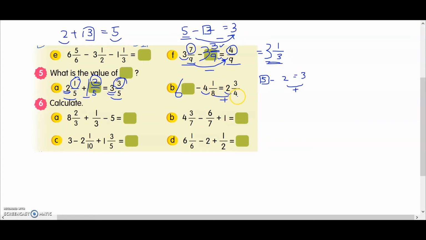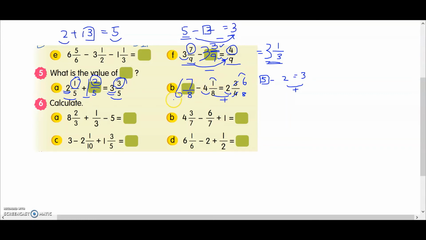Okay, this bottom number is different, so we have to make them the same first. We can times 2. Okay, we follow the bigger number. So 4 we change to 8. 4 times 2 is 8. 3 times 2 is 6. Okay, so now they are the same. So the bottom remains 8. Okay, now the top, 6 plus 1 is 7.